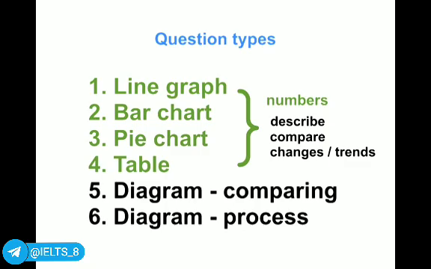The only one that has different language, where you need to use something different, is the process diagram. And we'll talk about that in a lesson dedicated to the process diagram questions later in this course. But in terms of language, just remember that it's fairly simple. We've got 4 types that are all the same, just showing numbers, and there's only this one type where we need to look at some slightly different language items or structures.